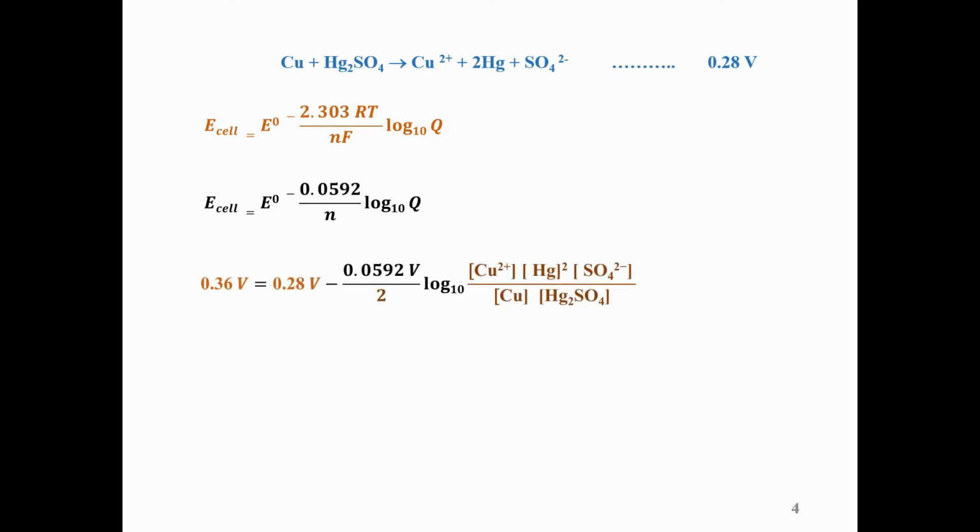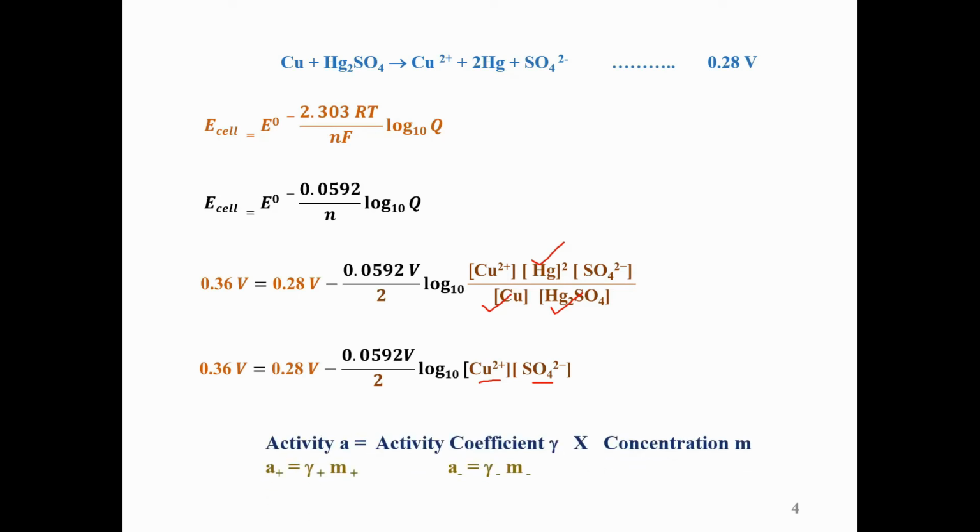Now we can substitute the values for Q in the simplified form of the Nernst equation, which comes like this. As I already mentioned, for any solid, unity is taken as the value of activity. So these 3 terms will be considered as unity and we are left with this. As I mentioned earlier, these terms we are representing in terms of activity. This activity term can be split further into activity coefficient and concentration.